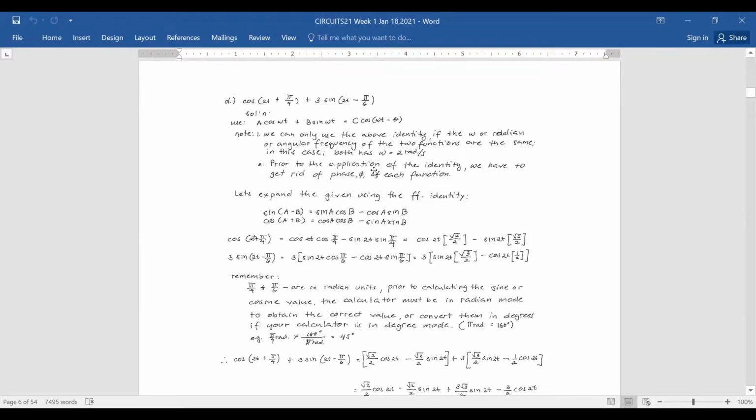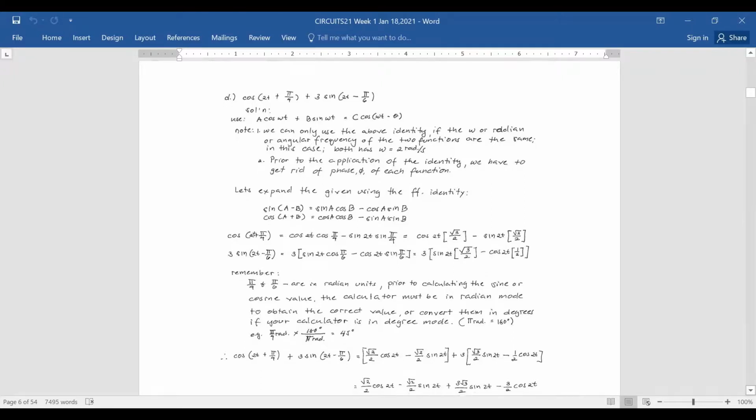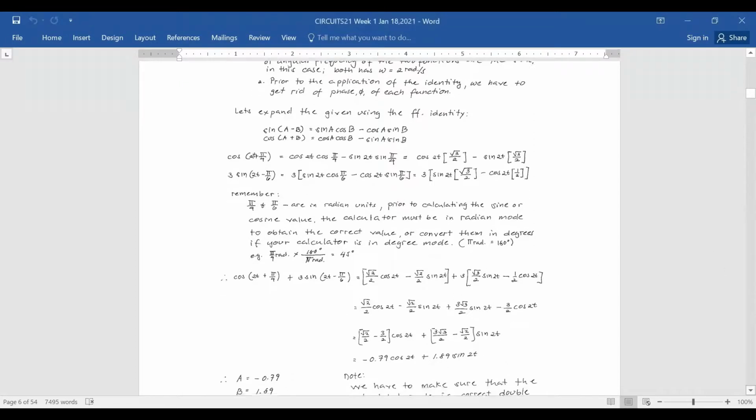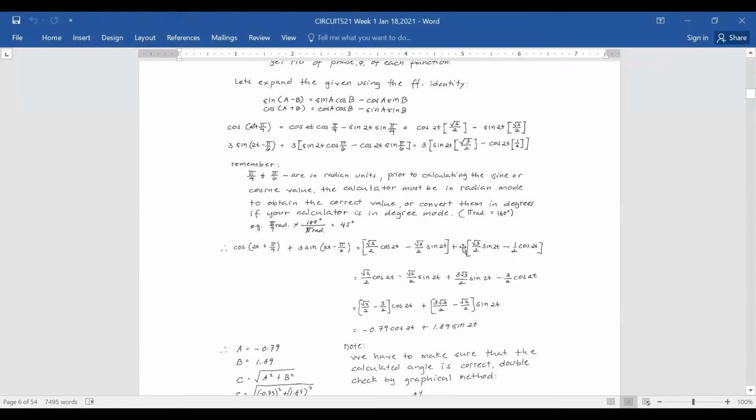here. So this is now the corresponding value of the cosine and the sine here. And after that, for the continuation of our solution, we distribute 3 here. So this is now the result.